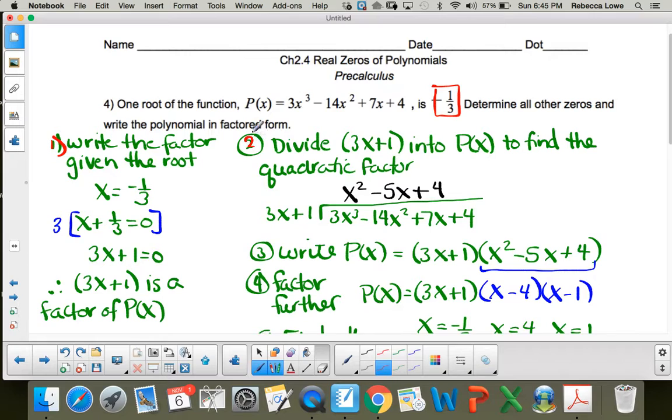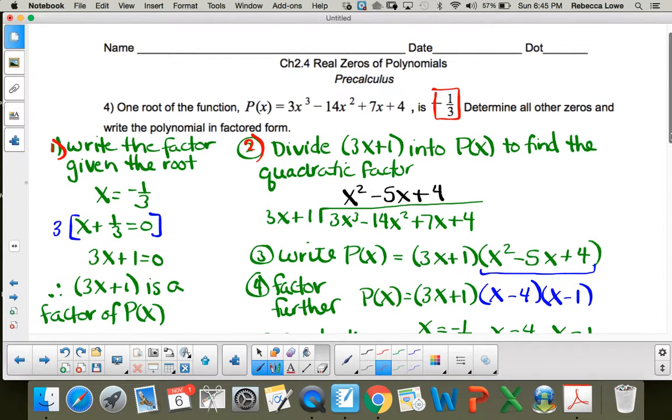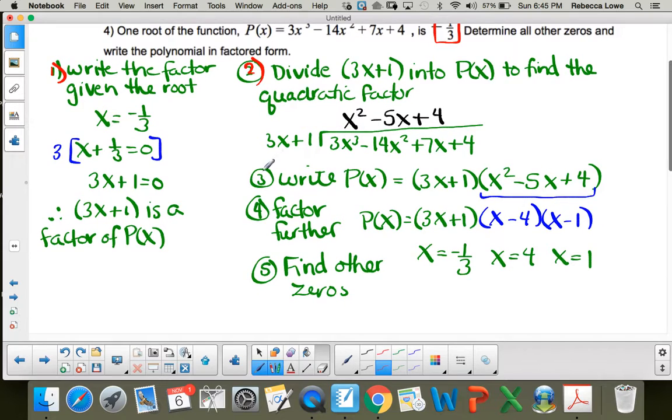Number 2, I use long division to figure out the other factor, which happens to be a quadratic factor. So I divide 3x plus 1 into p of x, and I get x squared minus 5x plus 4. I didn't show the long division, but you can work through that on your own. Number 3, I write p of x as a product of the 2 factors I found, 3x plus 1, x squared minus 5x plus 4. But you always need to be sure to factor completely. And x squared minus 5x plus 4 can be factored to what you see in the blue, which is x minus 4, x minus 1.